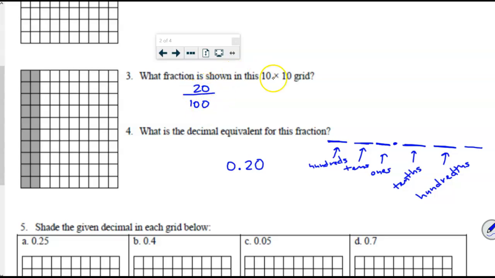We say 20 hundredths, but we can also think of it as 20 out of 100. Do you know the proper way of saying this? I could say 20 out of 100, but there's an even better way of saying it. Bladen, what is the proper way to say it? Yeah, exactly. 20 hundredths. So let's write that down too.